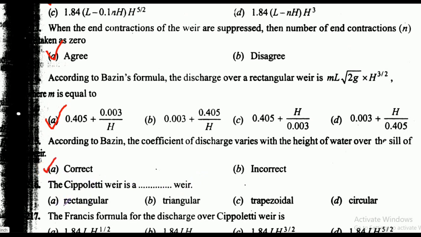Next is, the Cipolletti weir is a dash weir. The options are rectangular, triangular, trapezoidal, circular. So here friends, the correct answer is option C, that is trapezoidal.